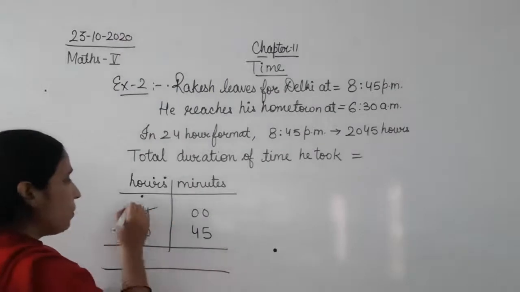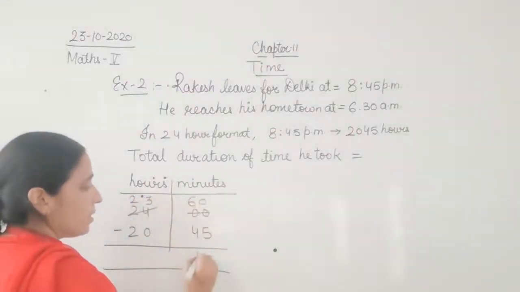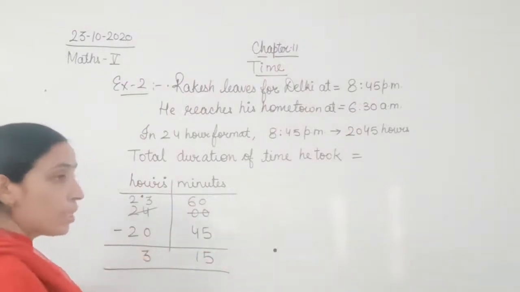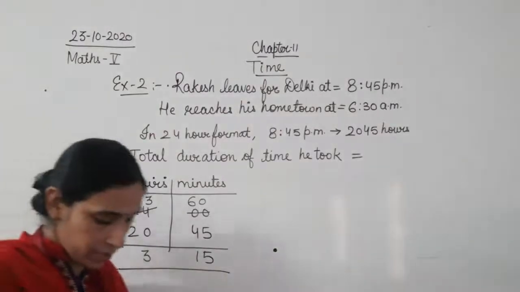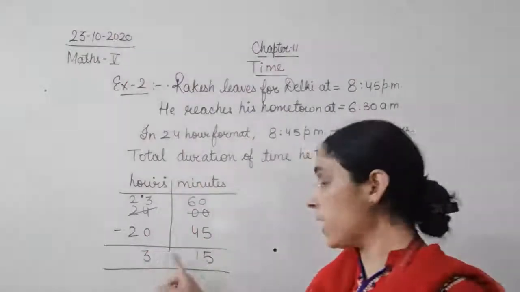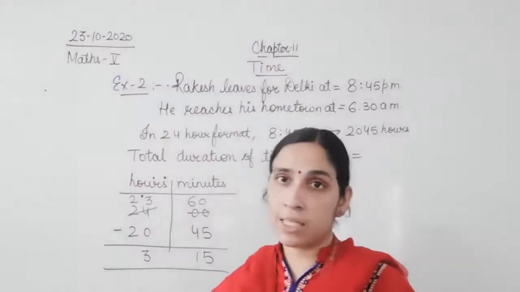So here that will become 23 and this will become 60. Do the subtraction, 3. So the day he began the journey, Rakesh took 3 hours and 15 minutes. It means on the next day he reaches at 6:30.